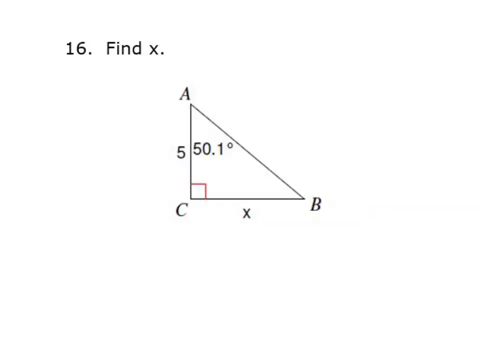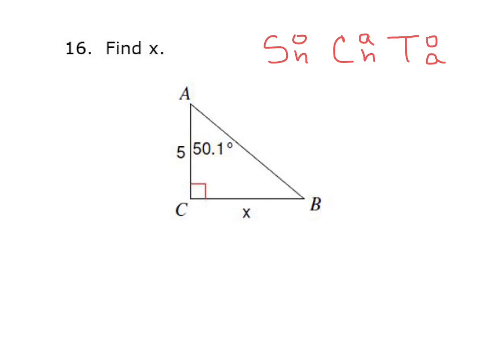Question 16. Here we have a right triangle. We know the angle. This is our new favorite. This is where we're going to use trig because it's not a special right triangle. I do not know all three sides, which means I can't use Pythagorean theorem. We're going to go with trig. So trig is the SOHCAHTOA. SOH is sine, opposite over hypotenuse. Cosine, adjacent over hypotenuse. TOA. Tangent is opposite over adjacent.